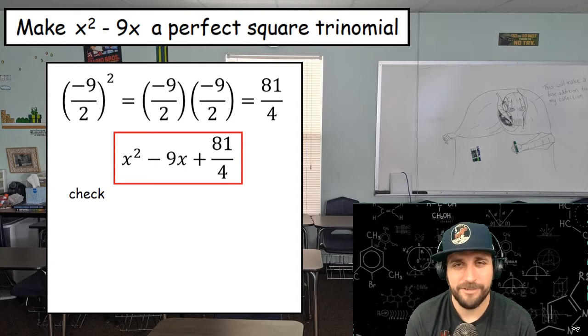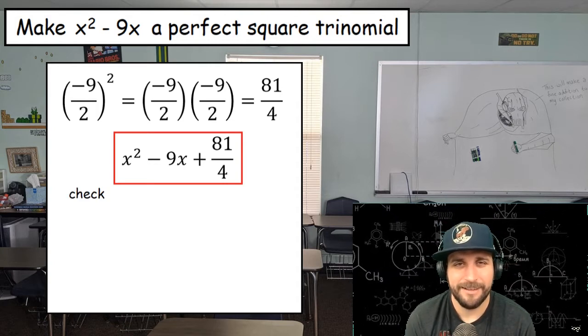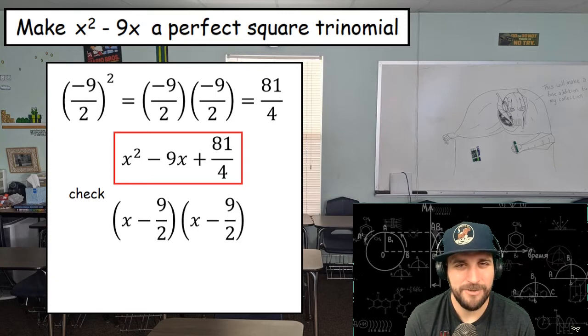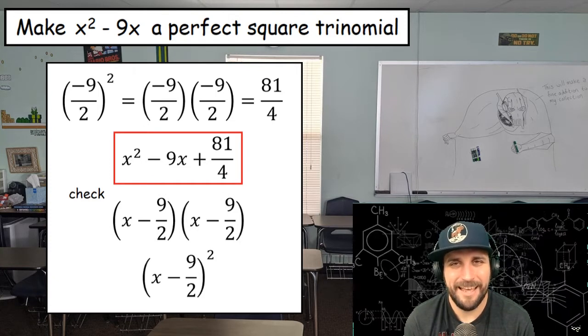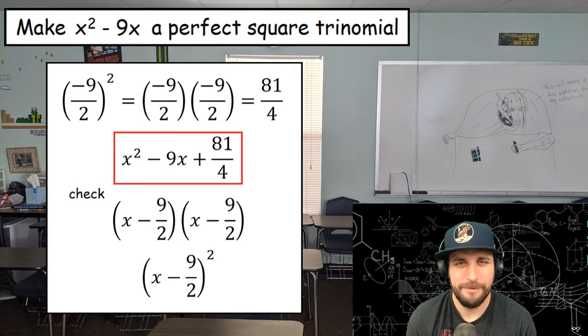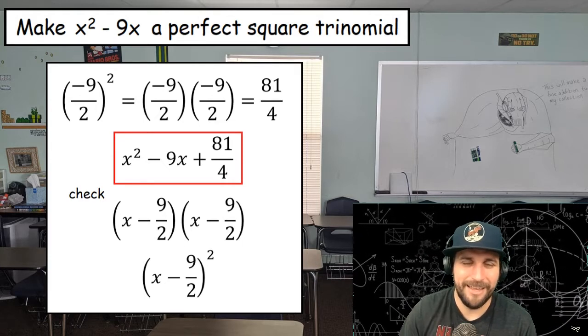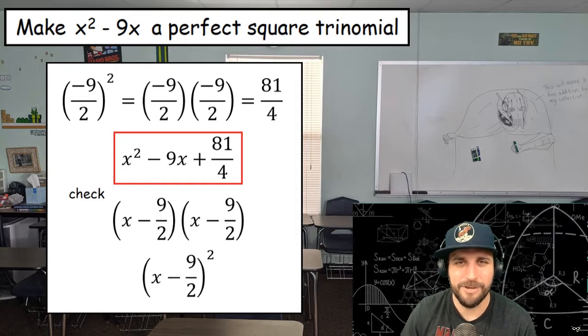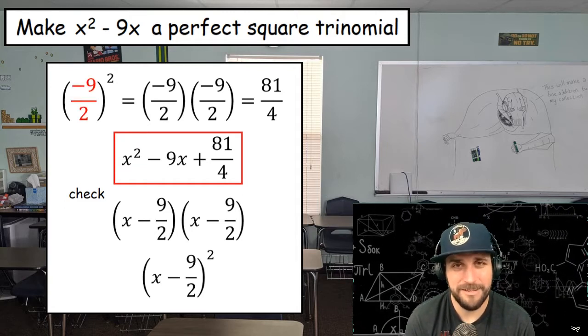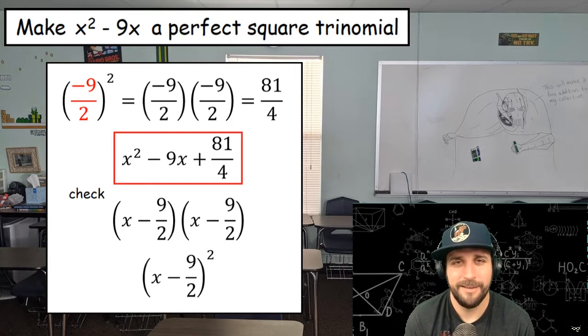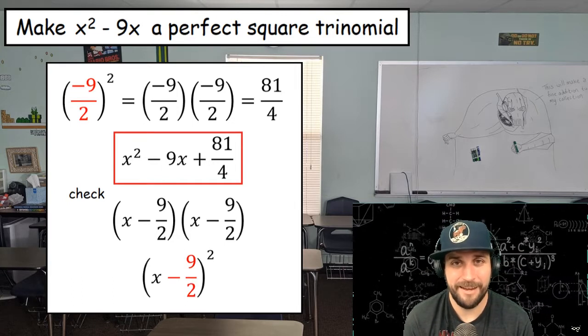If I was factoring it, it would turn into x minus 9 over 2 times x minus 9 over 2. So x minus 9 halves squared. Remember what I tried to explain in the last example. The thing getting added or subtracted is always whatever b divided by 2 was. So negative 9 divided by 2 was negative 9 halves. So it turned into x minus 9 halves squared.